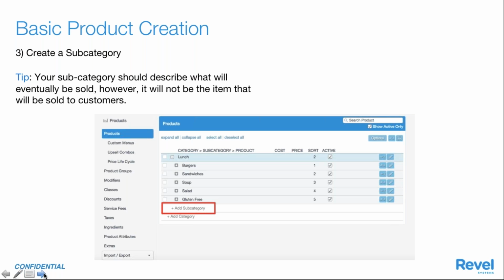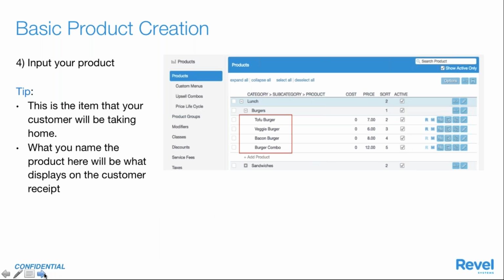Once we have our category, we're going to go into building out our subcategory. So we have a couple examples here. We have our burgers, sandwiches, soups, salads, and gluten-free as our subcategory. And one of the tips that we always like to give our customers is your subcategory should describe what will eventually be sold. However, it will not be the item that will be sold to the customers itself.